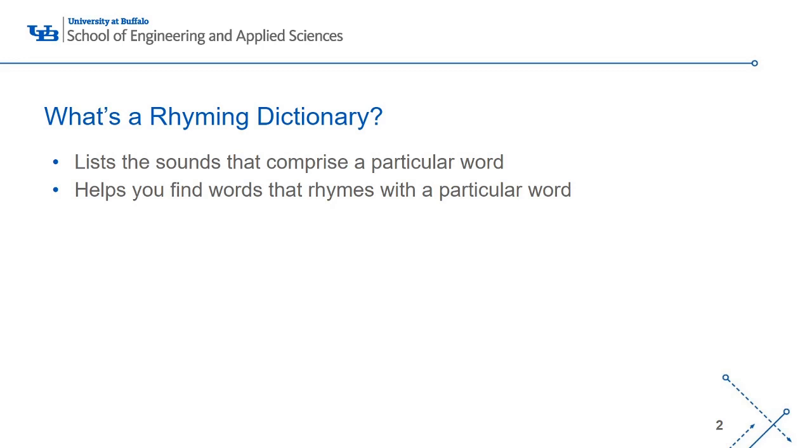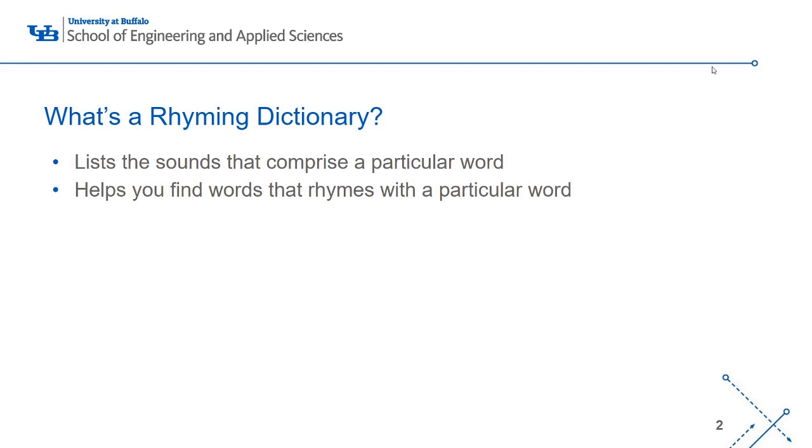But how do you actually make a rhyming dictionary? First, you need a list of words and the sounds that make them up. Then, all you have to do is sift through the sounds and make a list of all of the words that end in the same sounds, starting at the last vowel, for our purposes.